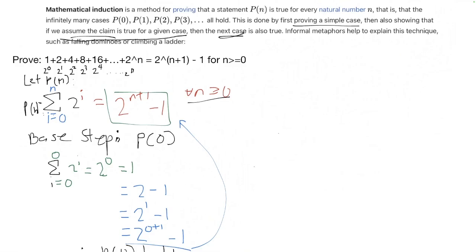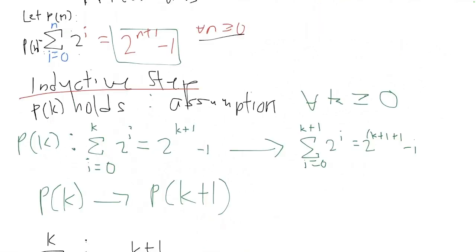Now, how do we go about doing that? For an inductive step, basically what we do is that we assume that P of k holds, P of k with k being any integer greater than or equal to 0. So we assume this is true and we want to show that P of k holds and implicates P of k plus 1. How do we show that?